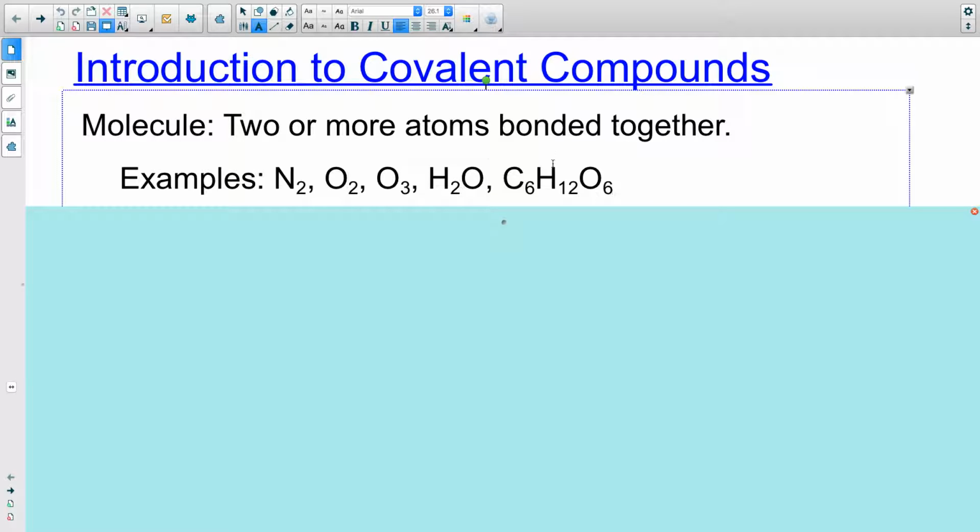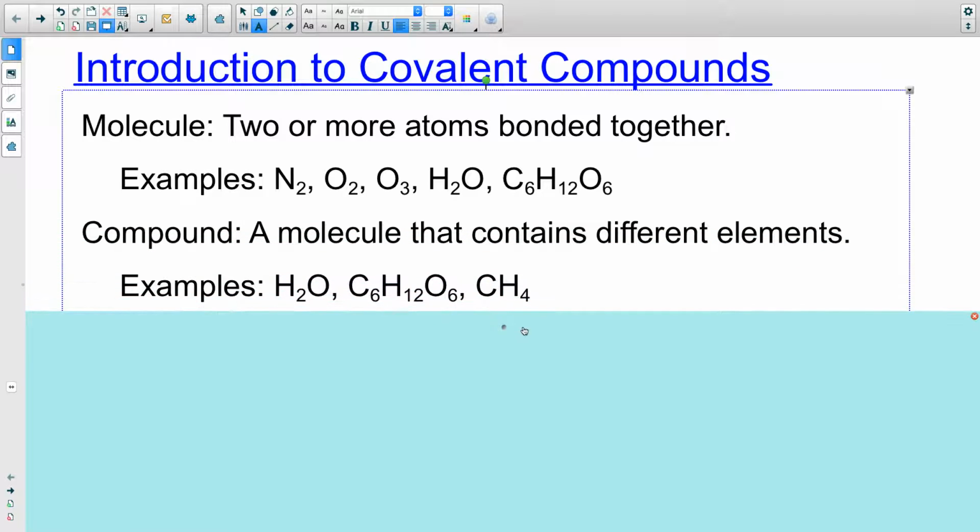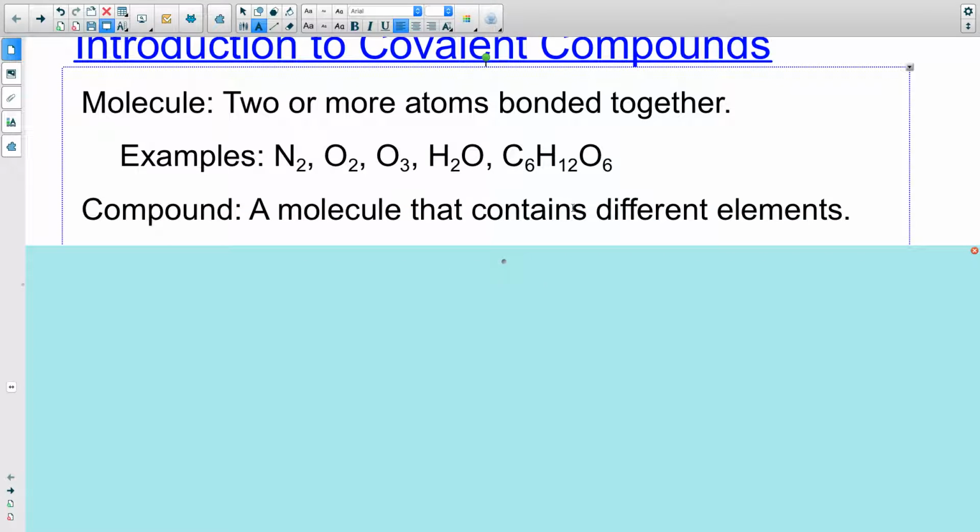And we have water and glucose, which is C6H12O6 there. Those are all examples of molecules, some well-known ones. Another term from earlier in the quarter that we need to know is a compound. And this is when we have a molecule that contains different elements.